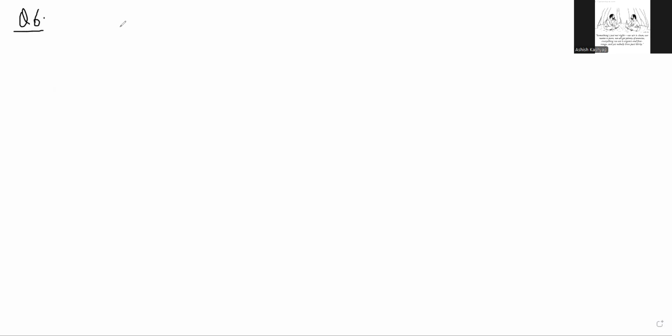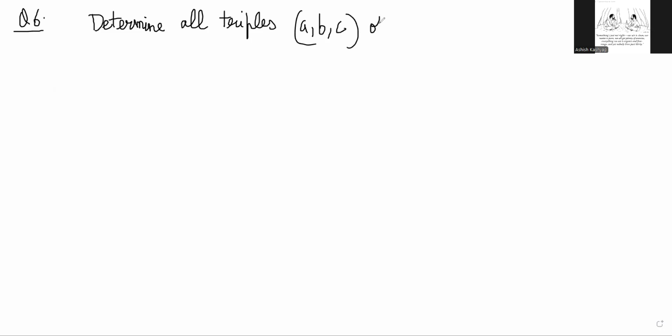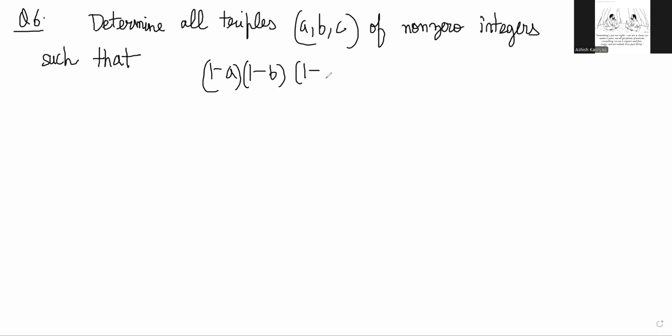Question 6. We have to determine all triples A, B, C of non-zero integers such that (1 minus A) times (1 minus B) times (1 minus C) is equal to (1 plus A) times (1 plus B) times (1 plus C).